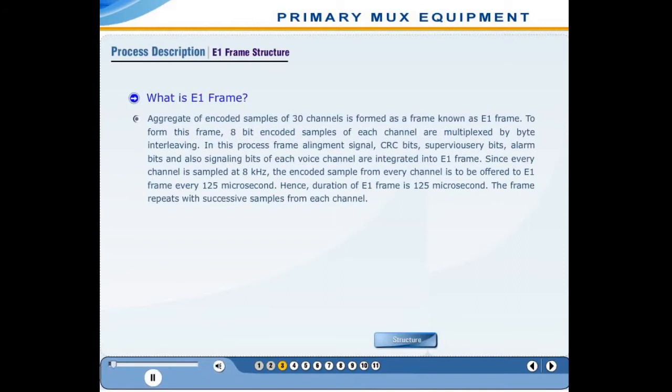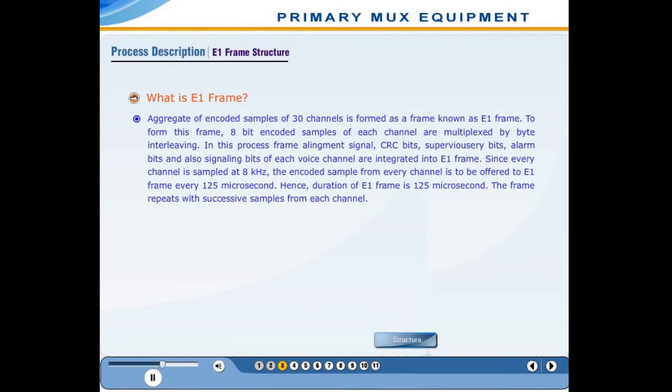What is E1 frame? A E1 frame is an aggregate of encoded samples of 30 channels. To form this frame, 8-bit encoded samples of each channel are multiplexed by byte interleaving. In this process, frame alignment signal, CRC bits, supervisory bits, alarm bits, and also signaling bits of each voice channel are integrated into E1 frame.